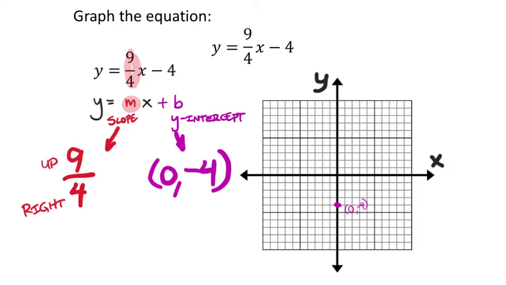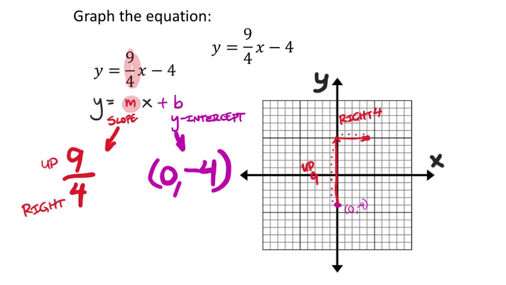Okay, so I got that on the graph, but now from that ordered pair, I've got to go up 9 and then to the right 4. So let's see. I got to go up 9, right? So 1, 2, 3, 4, 5, 6, 7, 8, 9. So I'm going to go all the way up here. So that would be up 9. And then I know I got to go to the right 4. So 1, 2, 3, 4, right? So that's to the right 4, boom.